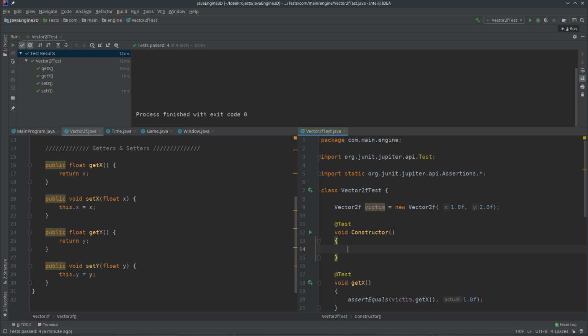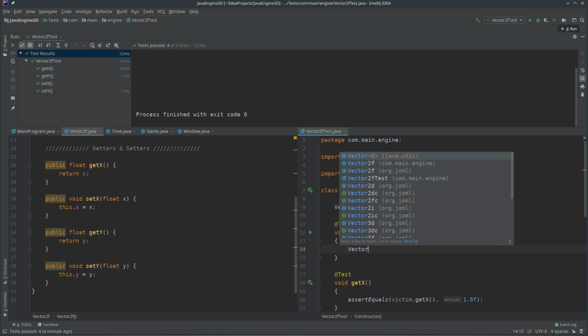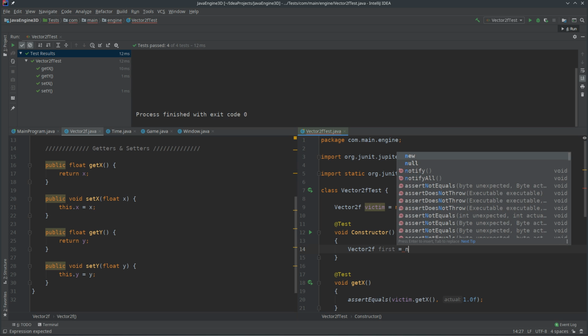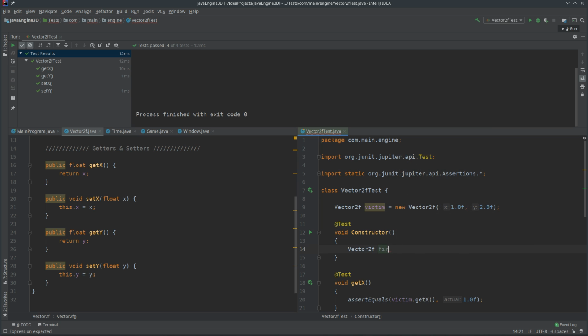And how are we going to test this? We are going to put in Vector2f, I'm going to call it first. You don't have to use victim. Actually, I could just use victim, couldn't I? I'll use victim. Just use victim above because that's the constructor. That's how you construct a victim.